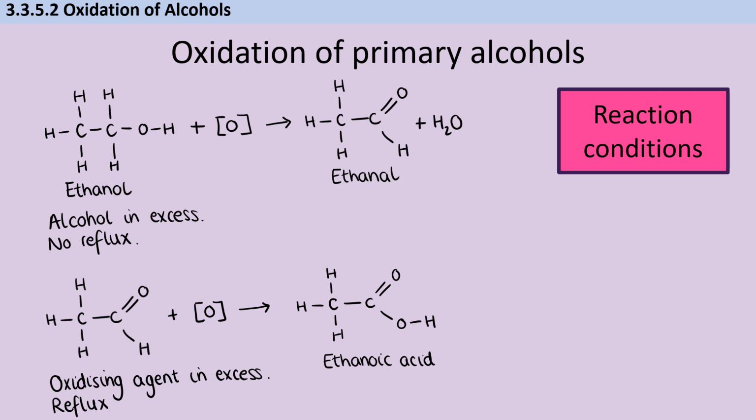Now, if we actually want the ethanoic acid, if we want the carboxylic acid, what we're going to need to do is to have the oxidizing agent in excess and heat this under reflux.